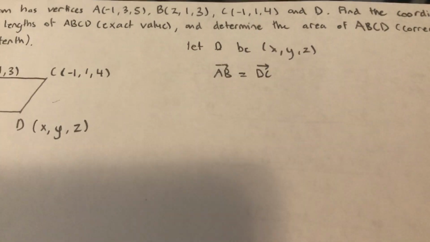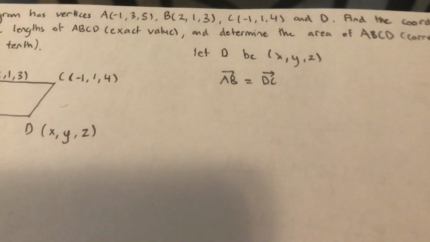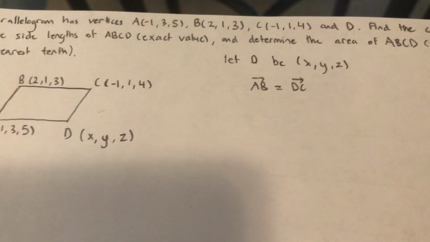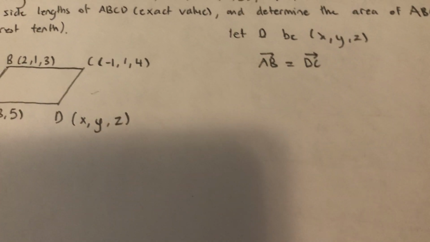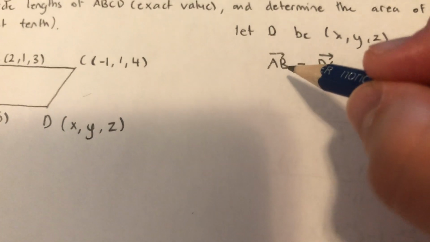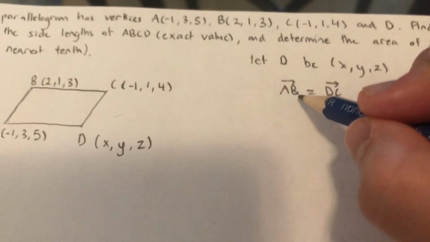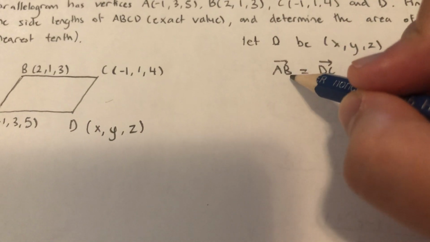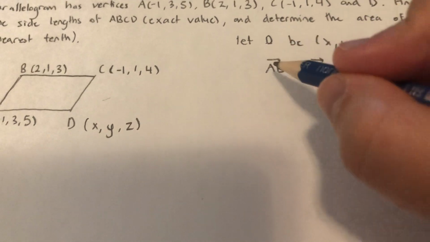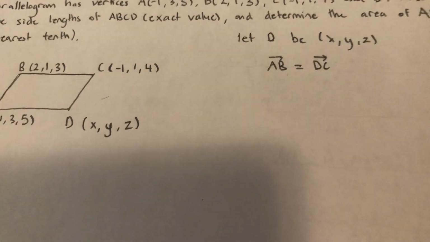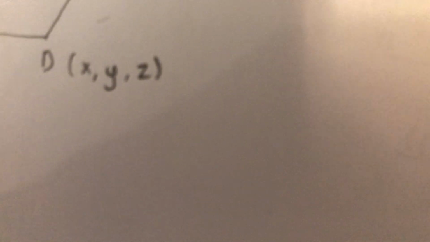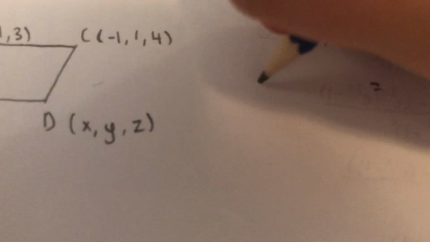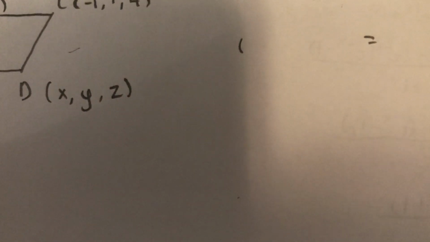Now that we have that, let's find the vector AB and the vector DC. So how do we find vector AB? Well, from what we learned before, to find the vector between two points, we take the x value of the second point, subtract the x value of the first point, and then the y value of the second point, subtract the y value of the first point, and so on. So let's do that. For vector AB, we might need a bit more space. Sorry, let me grab my eraser.